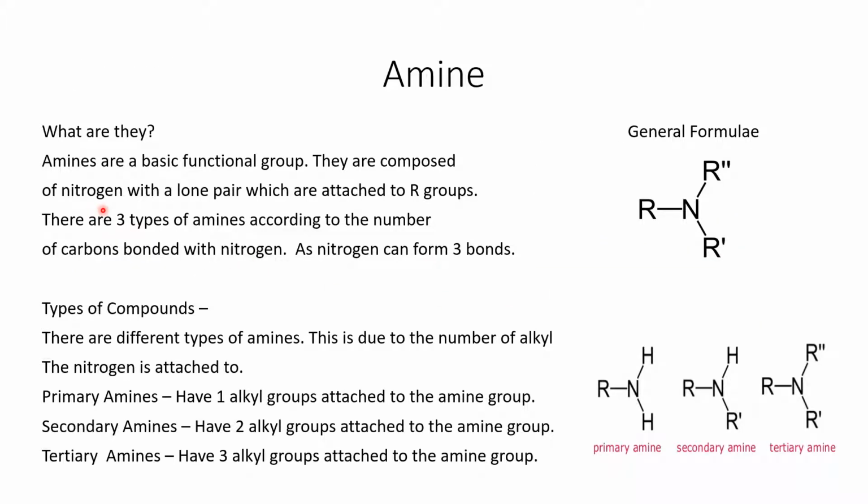When it comes to amines, they're a bit like alcohols in the sense there's 3 main types, and the types are different according to the number of carbon atoms or R groups that are attached to the nitrogen. So in this case, for primary amines, you have 1 alkyl group. With secondary, you have 2 alkyl groups, and tertiary, you have 3 alkyl groups.